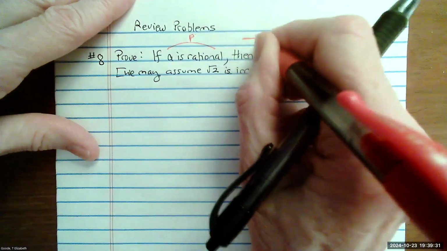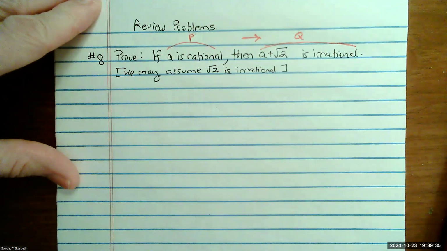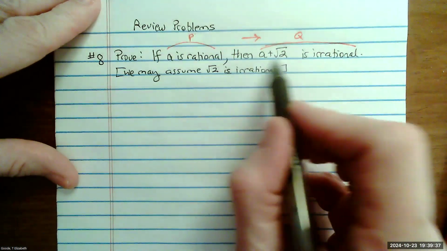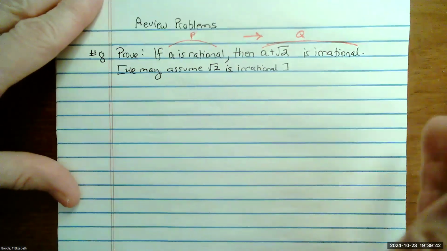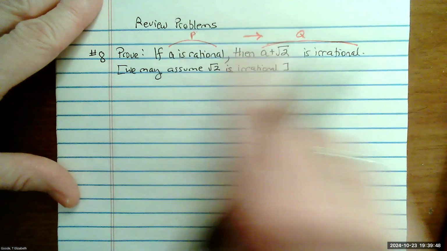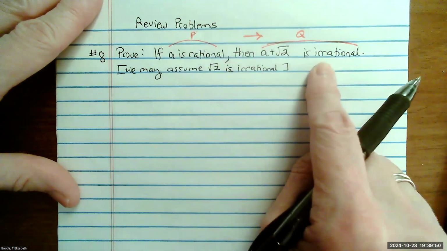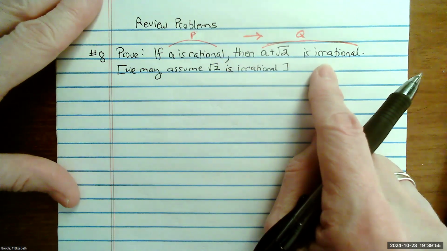So we're going to assume the negation that there is a number A that's rational and A plus square root of 2 is rational. Are you good with that part? Okay, so do we need to talk about actually writing the negation of an if-then? Would that be helpful, Nick? You're the one that asked the question.